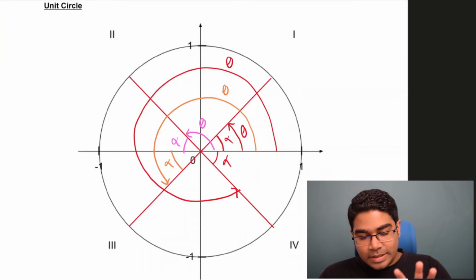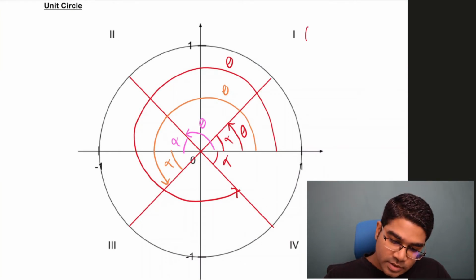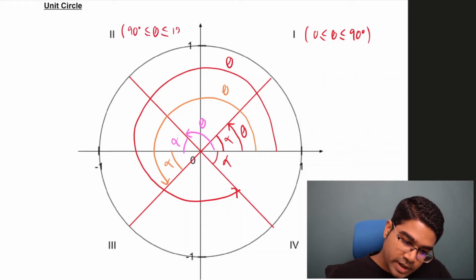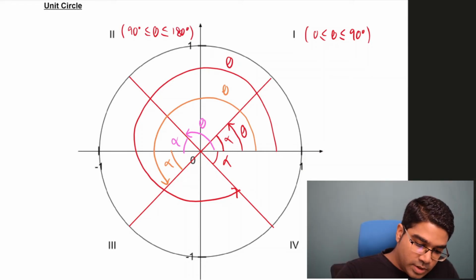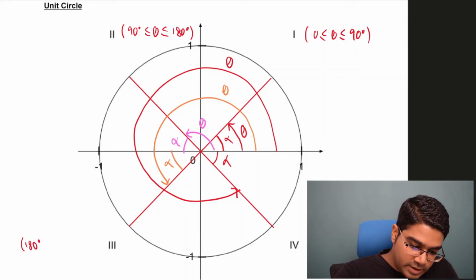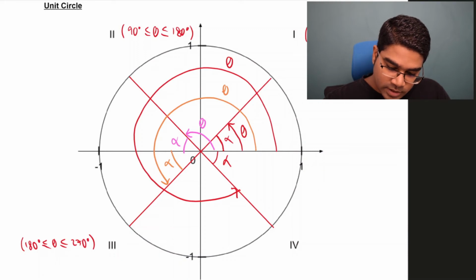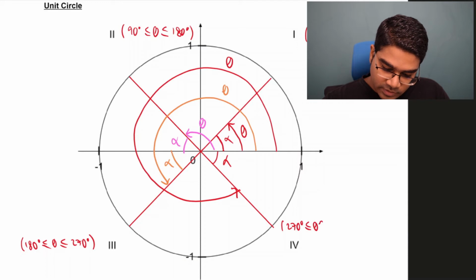Look at the range. Now, let's go back to the unit circle. We can see in the first quadrant, the range of theta is between 0 and 90 degrees. In the second quadrant, the range of theta is between 90 degrees and 180 degrees. In the third quadrant, theta is between 180 degrees and 270 degrees. And finally, in the fourth quadrant, theta is between 270 degrees and 360 degrees.